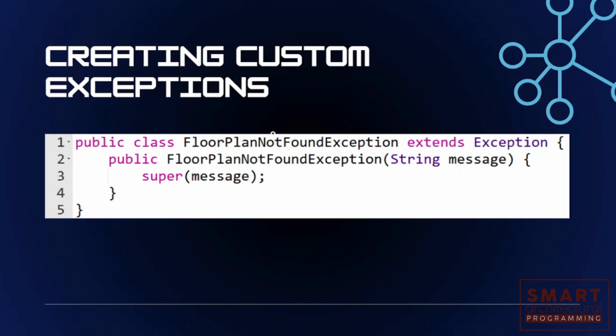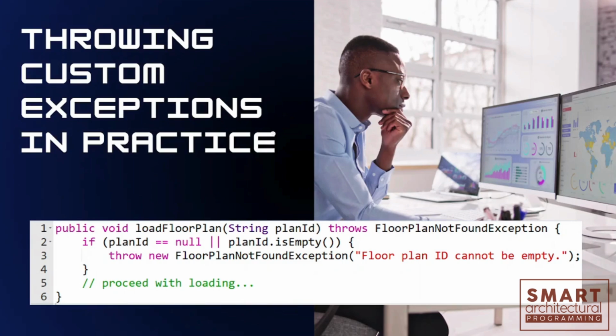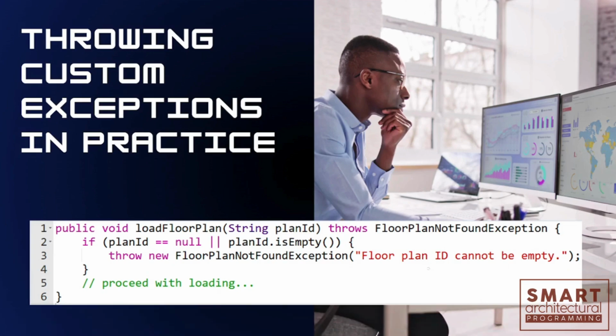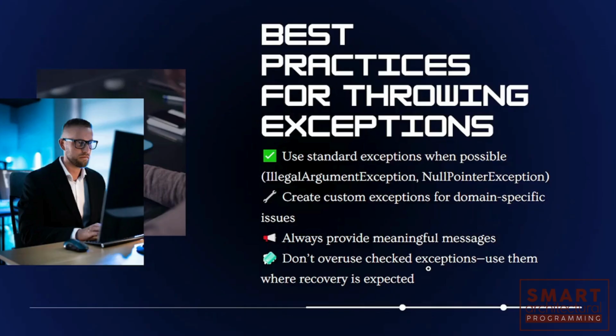So let's use our FloorPlanNotFoundException to understand how throwing custom exceptions works in practice. You see this code base here, right? It is a code base where we're throwing the FloorPlanNotFoundException error, and then we're basically setting that up. Now your method clearly communicates what can go wrong and gives you flexibility to handle it at a higher level. So what are some best practices for throwing exceptions?